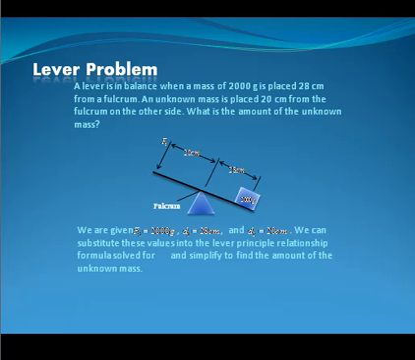We can substitute these values into the lever principal relationship formula, solved for F2, and simplify to find the amount of the unknown mass. So if we do that, we'll find that the second force, or the amount of the unknown mass, is 2,800 grams. So now we know what direct and inverse variation are.